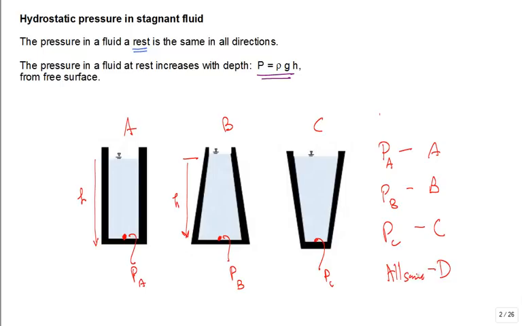So, clicker question, and we start it. Remember these are all the same H. I haven't changed H. Which pressure is the highest? Is it A, B, C, or answer D, they all have the same pressure? We'll take a look at the results.